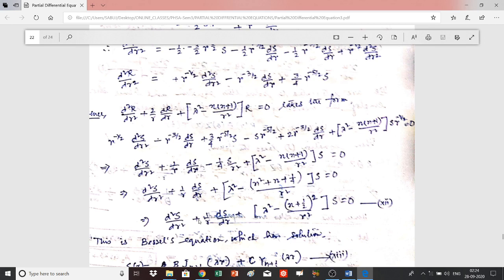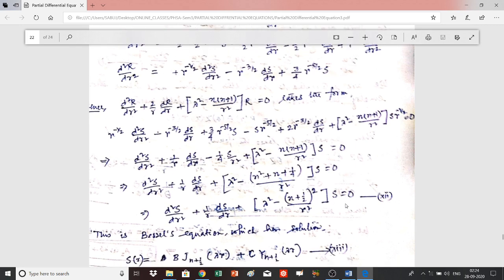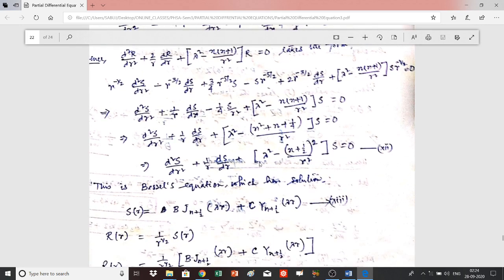From here, d²S/dr² = (1/r) dS/dr + (λ² − (n + 1/2)²/r²) S = 0. This is also a Bessel equation. This has the form of the Bessel equation, which has the solution S(r) = b J_{n+1/2}(λr) + c Y_{n+1/2}(λr), because in this case n is replaced by n + 1/2. So in the Bessel equation it was n, here it is n + 1/2. So we have to write here n + 1/2, J_{n+1/2}, and then Y_{n+1/2}.